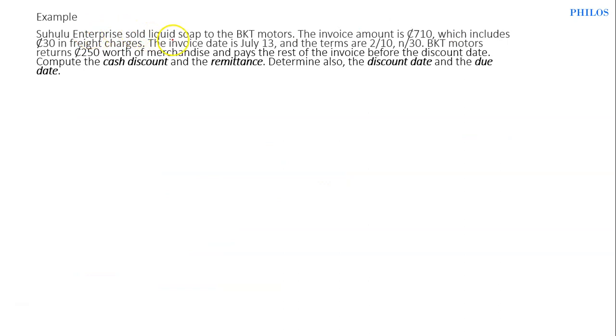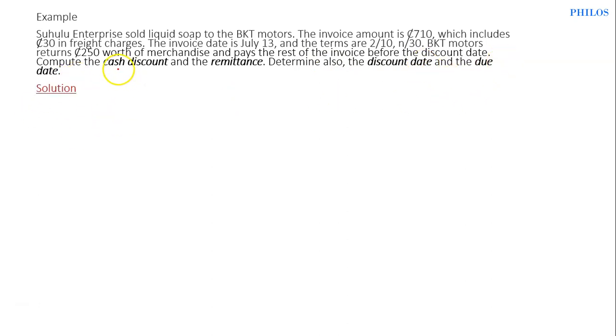Sulu Enterprise sold liquid soap to BKT Motors. The invoice amount is 710 cedis, which includes 30 cedis in freight charges. The invoice date is July 13th and the terms are 2/10, net 30. BKT Motors returns 250 cedis worth of merchandise and pays the rest of the invoice before the discount date. Compute the cash discount and the remittance. Determine also the discount date and the due date.